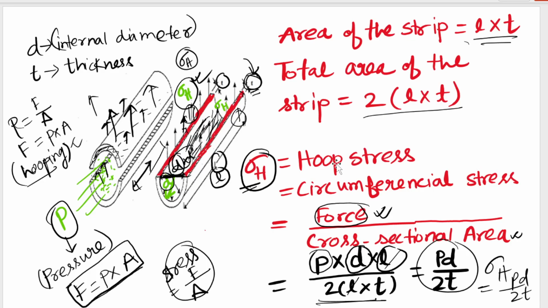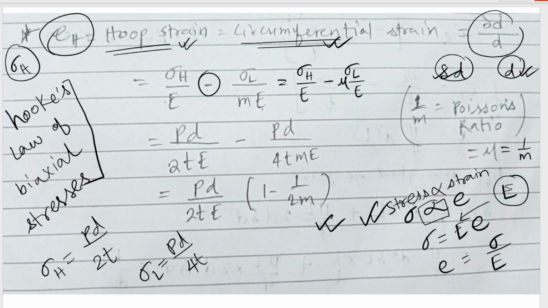For that reason, you need to subtract this part, that is delta sigma L divided by m into E. Let me make it more clear to you. You can see this part, sigma L over E, is the equation for the longitudinal strain. Because of this, we find how much decrease in the length has occurred. You have to multiply mu with this, and this is the Poisson's ratio mu, which is 1 by m. There is no unit for this because it is just a ratio.